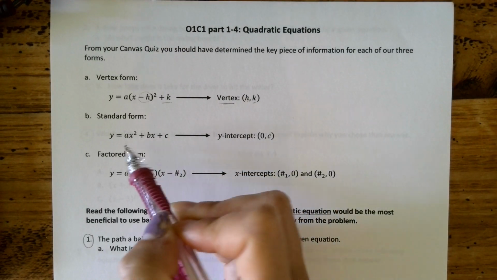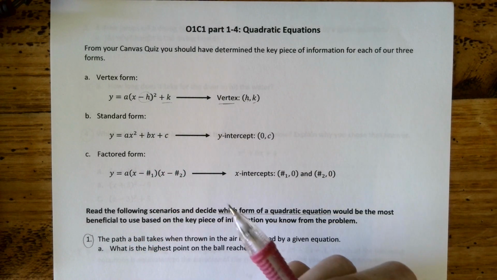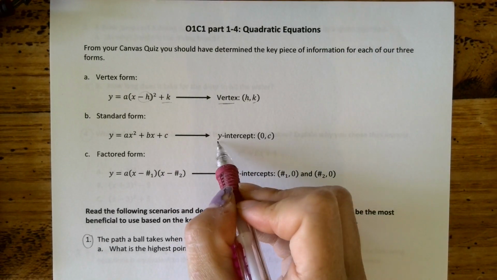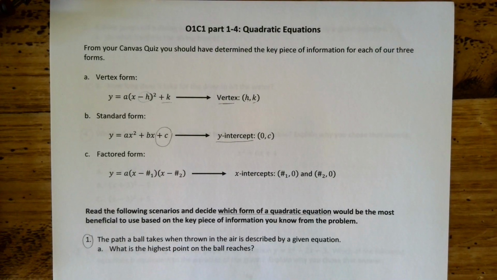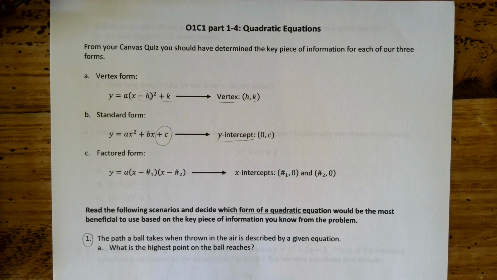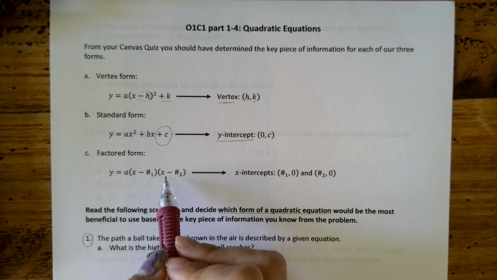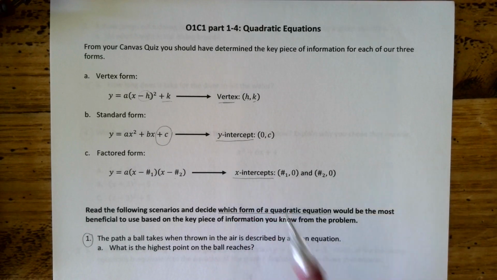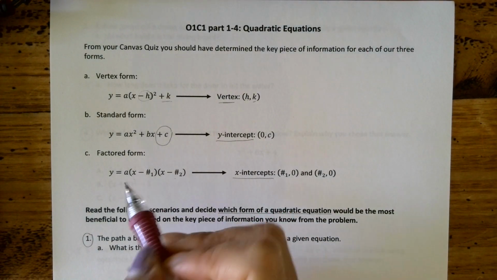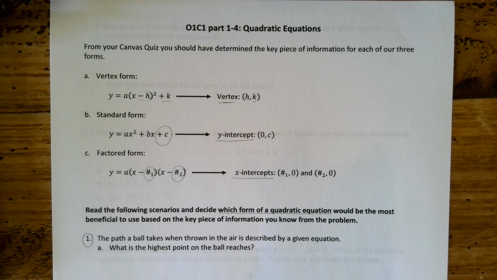In standard form, my standard form looks like this, ax squared plus bx plus c. And in standard form, I can always find the y-intercept by just looking at your c value. Factored form is where I have two sets of parentheses, each with one x inside of them. From that factored form, we can always find our x-intercepts by just taking the opposite of whatever numbers are inside of those parentheses.